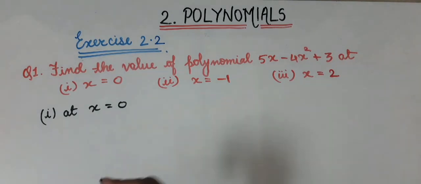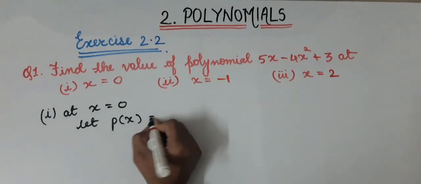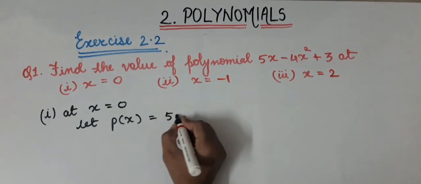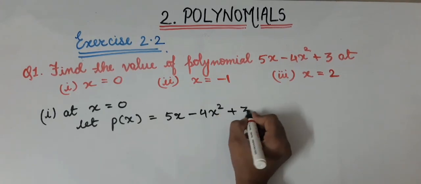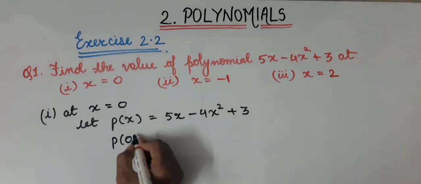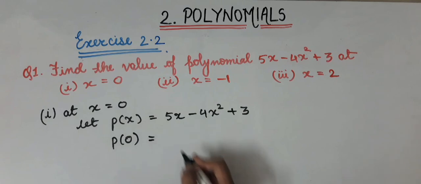First you write, let p of x is equal to your given polynomial, 5x minus 4x square plus 3. Now find p of x at x is equal to 0, so it will be p of 0. Replacing, yesterday we have seen, we are going to replace x by 0 everywhere to find p of 0.